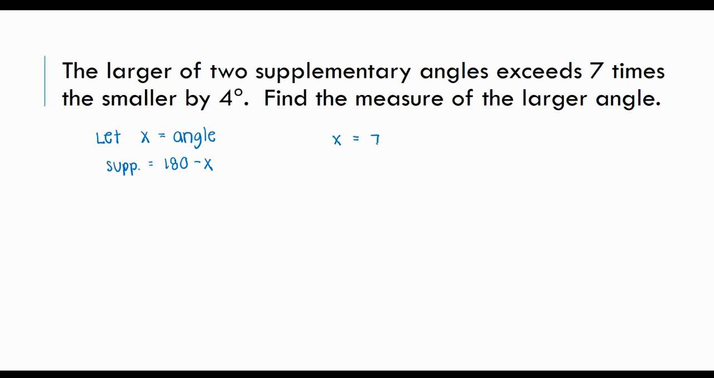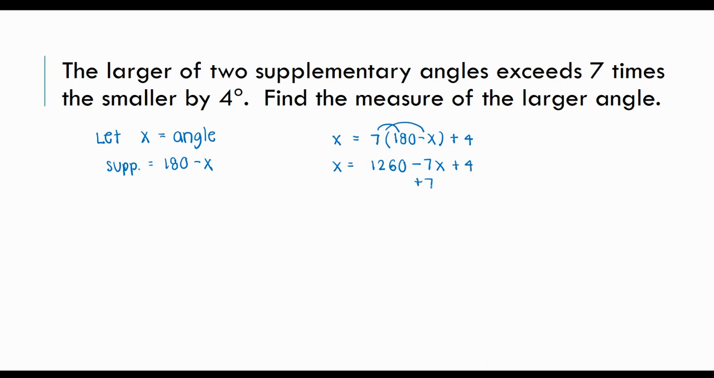So that means that I'm going to take 7 times the other angle, which in this case would have to be the 180 minus x. And it says if it exceeds it, that means that we are going to have 4 more degrees. So now I'm going to start solving for x. So I'm going to distribute that 7. So let's see. 7 times 180 is going to give us 1,260. If I distribute the 7 times the negative x, that gives us negative 7x. We're still going to add the 4.